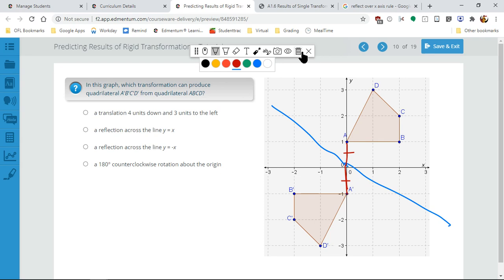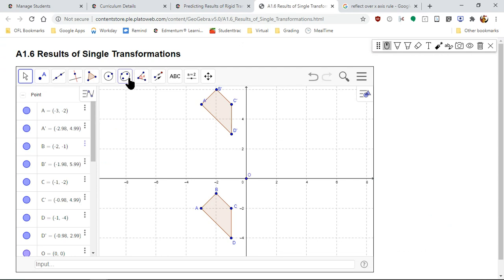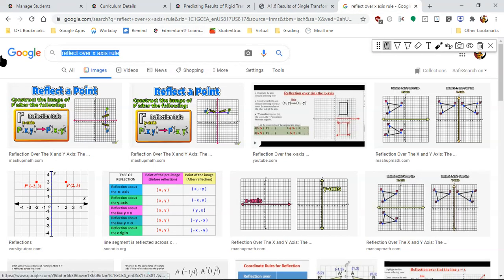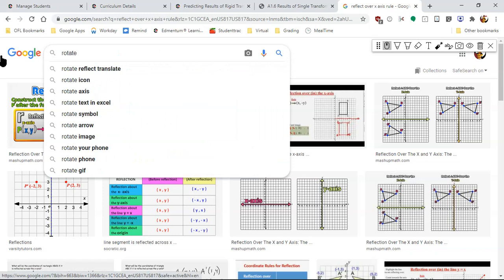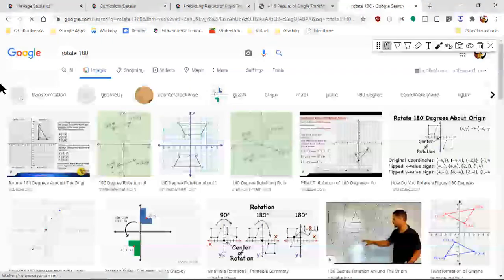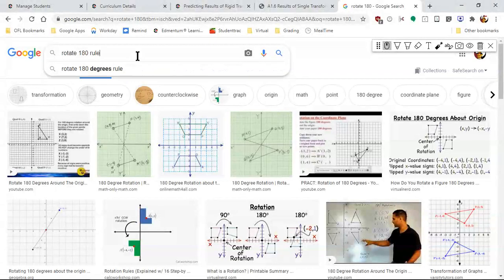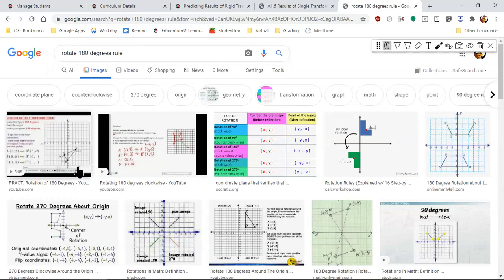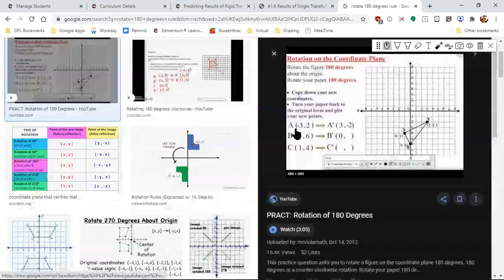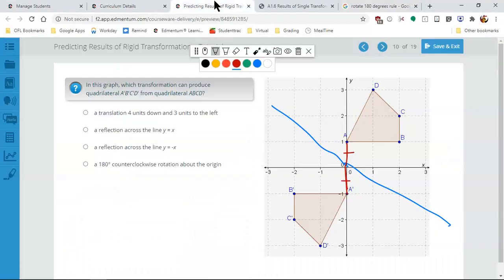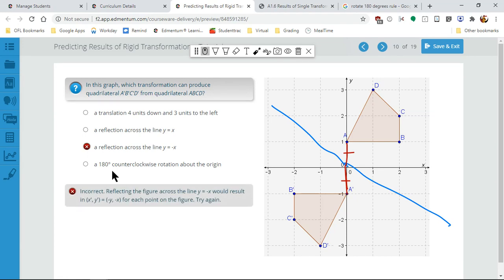If I did a rotation and I were to guess, rotate 180, I'm going to guess I'm rotating 180. According to the rule, rotate 180 degrees rule. According to the rule, rotating 180 means that I'm going to flip my x and y's and the sign changes. So if I flip my x and y, that's not the case here. I'm not flipping my x and y. So it looks like this is a reflection.